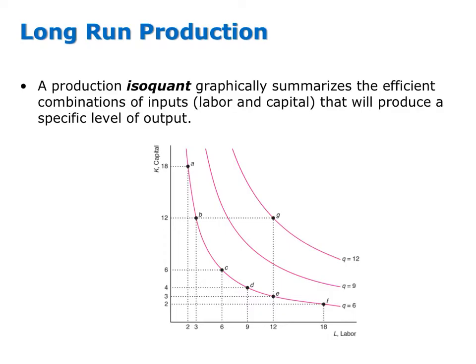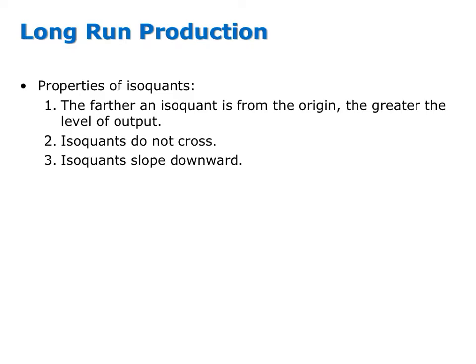A lot of what you learned about indifference curves in consumer theory can be applied to isoquants in firm theory. For example, the farther an isoquant is from the origin, the greater the level of output. Isoquants for the same production function can't cross each other, and isoquants slope down because we'll assume that each input is productive in the sense that more labor leads to more output, and more capital also leads to more output, giving us a necessary trade-off. The more labor the firm uses, the less capital it can employ to keep output the same.